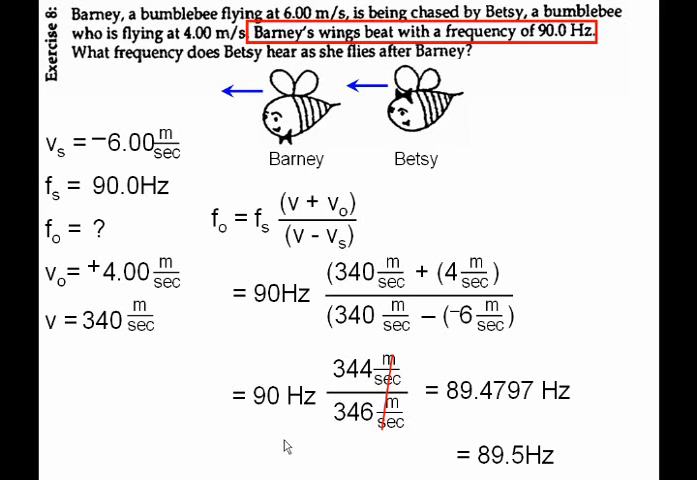When we did our definition of the Doppler effect, we used the term relative velocity between the two objects. Barney is moving faster than Betsy is, so he is moving away from her. The relative velocity would be 2 meters per second that he's moving away from her. All right? And so if you're moving away, you should have a lower sound. That's what we would expect.